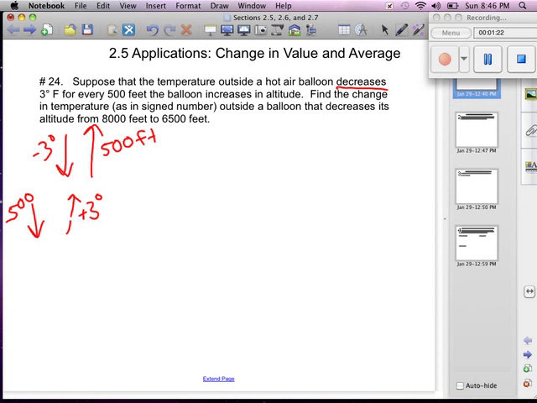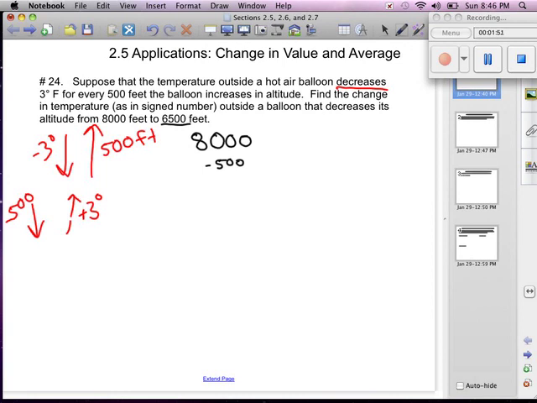Now this is what I mean about drawing a good picture. And when I say good, I mean not at all good. It just has to have the information, right? I love art, but mathematicians are not always artists. We're starting at 8,000 feet, and we're going to go down 500 feet, and down 500 feet, and down 500 feet until we get to 6,500, and each time we're going to add 3 degrees Fahrenheit.